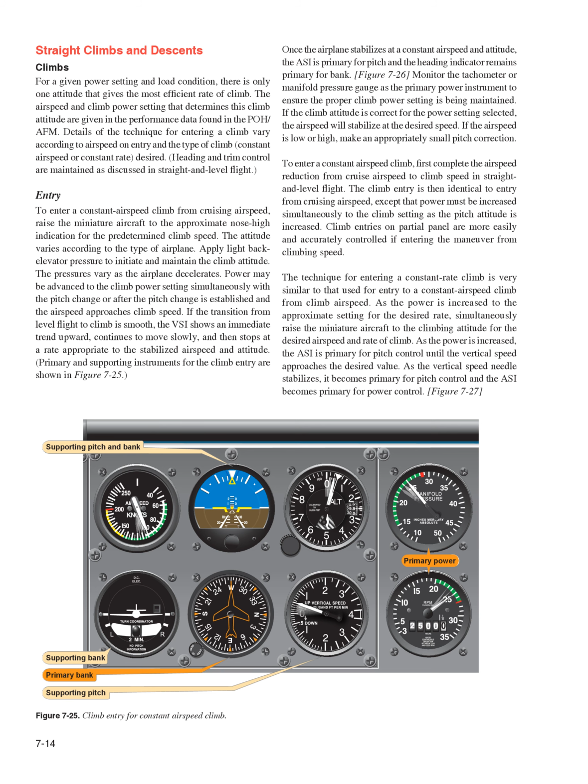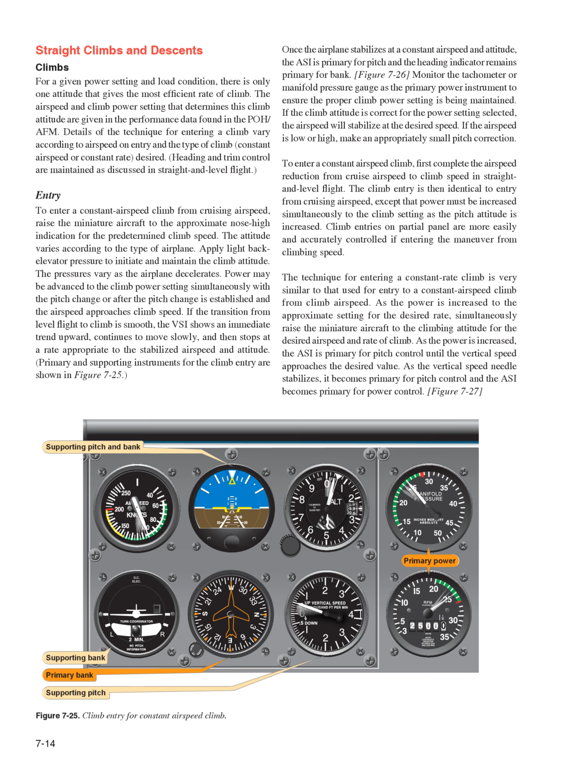Entry: to enter a constant airspeed climb from cruising airspeed, raise the miniature aircraft to the approximate nose-high indication for the predetermined climb speed. The attitude varies according to the type of airplane. Apply light back elevator pressure to initiate and maintain the climb attitude. The pressures vary as the airplane decelerates. Power may be advanced to the climb power setting simultaneously with the pitch change or after the pitch change is established and the airspeed approaches climb speed.